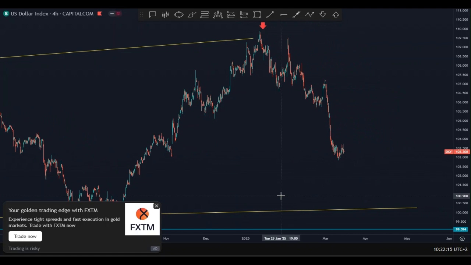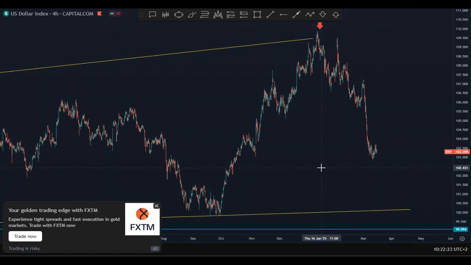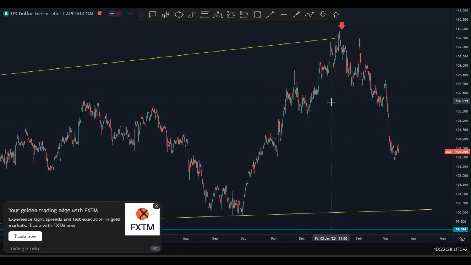So I always start my analysis with the DXY because most of the time whenever I'm trading, guys, I'm trading the USD pairs, and the DXY kind of gives you an overall direction of the market for the week, for the month, for the year, all of that stuff, guys.